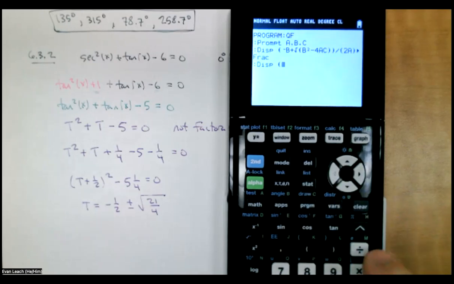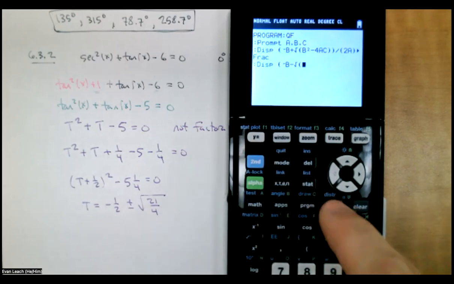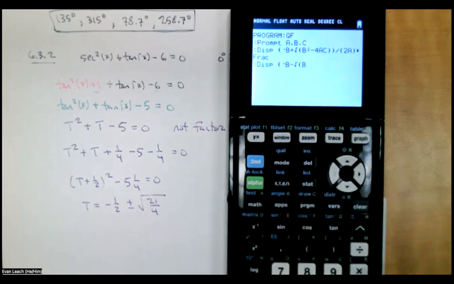I'm mad that I deleted my quadratic formula. It's annoying because I don't really like the quadratic formula, which is why I programmed it in the first place.